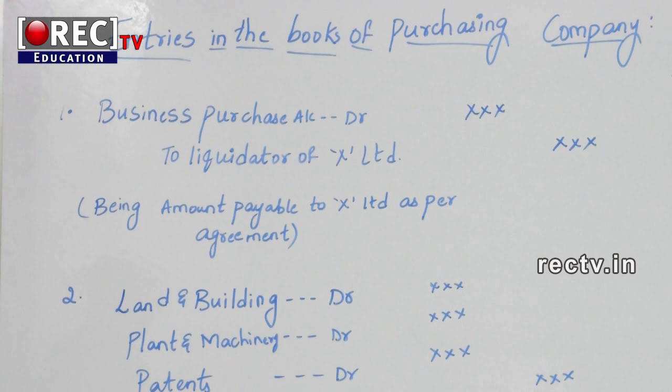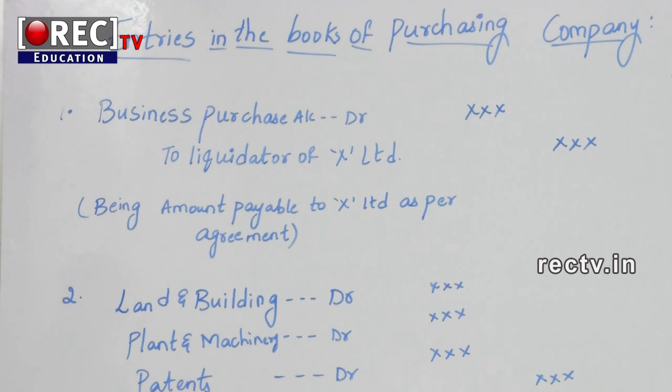After amalgamation, these are the entries to be recorded in the books of the purchasing company. In the normal course of business, if the organization purchases, it records the entry in its books as purchases to cash, and if it is a purchase on credit, as purchases to creditors. In the same way, this is a business transaction, so we are just adding business in front of the purchase account. For debit, we debit the business purchase account and we credit the liquidator of X Limited.